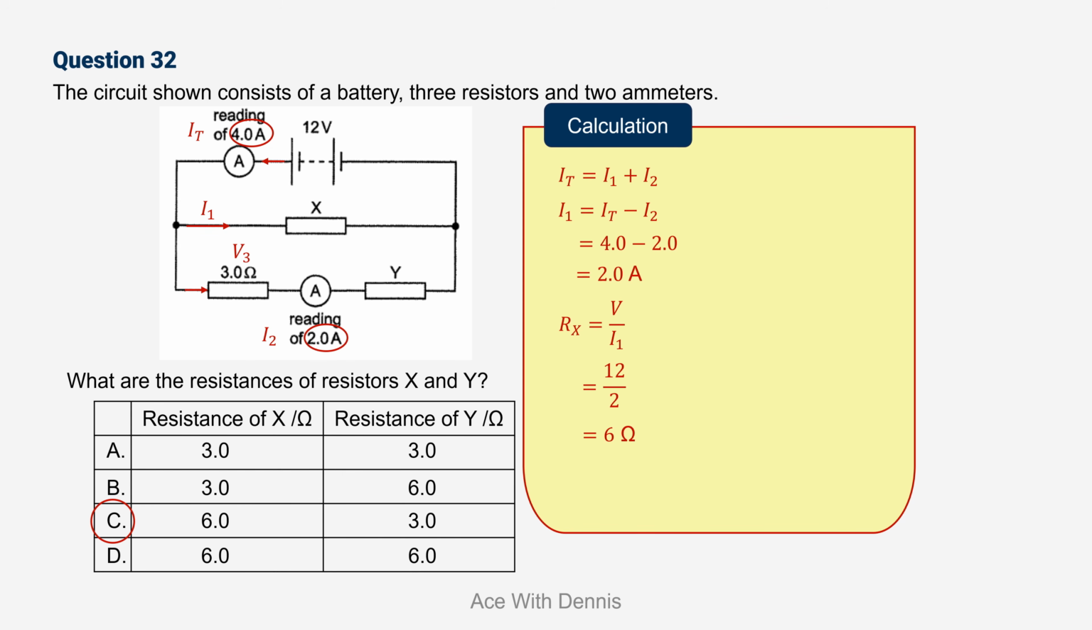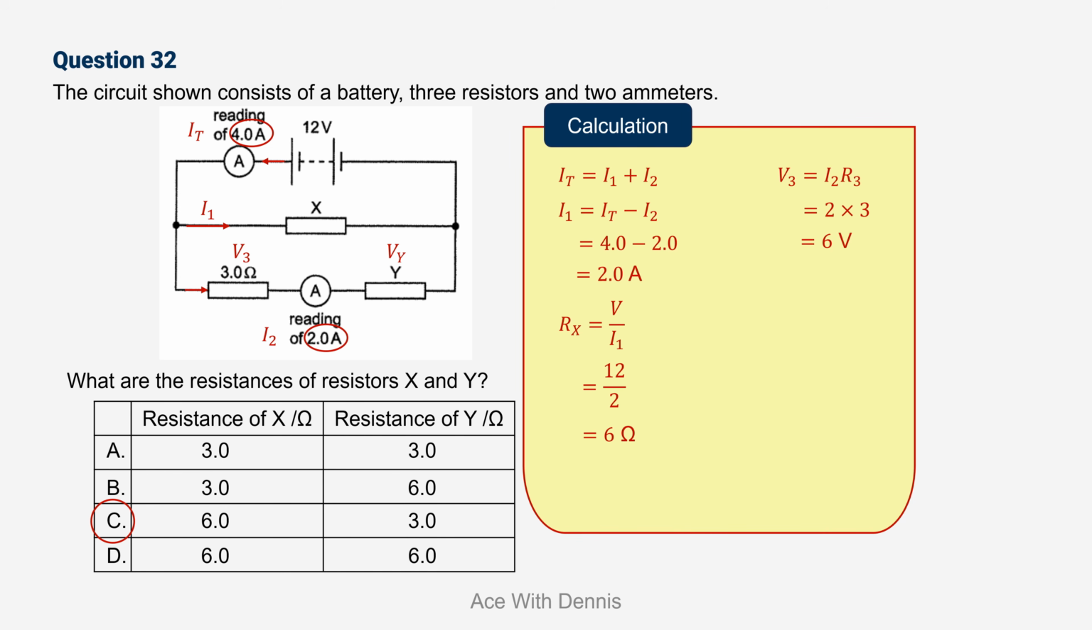Next, before we calculate the resistance of resistor Y, first we need to determine the voltage of the 3.0 ohms resistor. Let's label it as V3. So applying Ohm's law, V3 equals I2 times R3. Substitute the values. I2 is 2 amps and R3 is 3 ohms, so we get 6 volts.